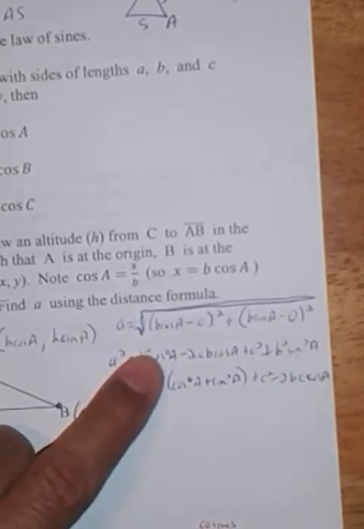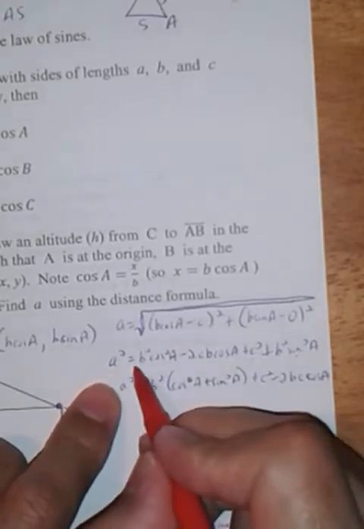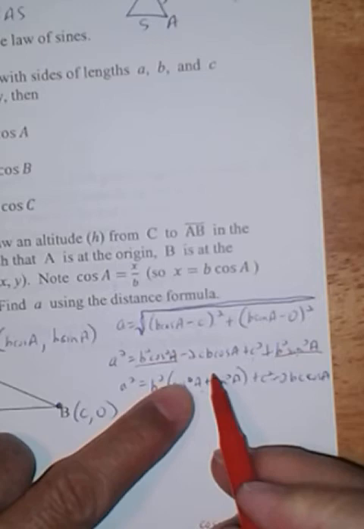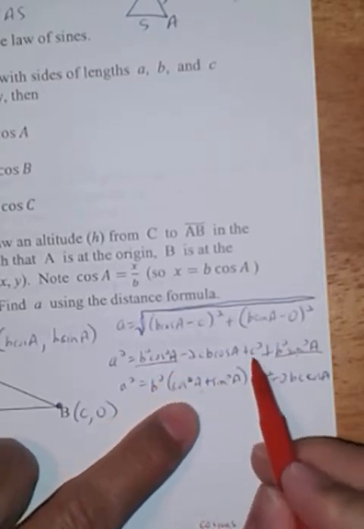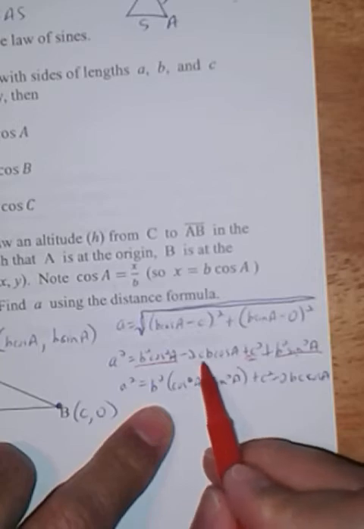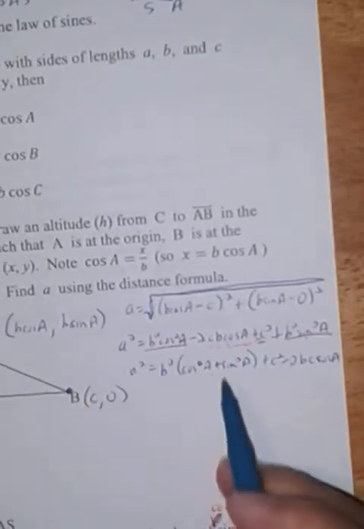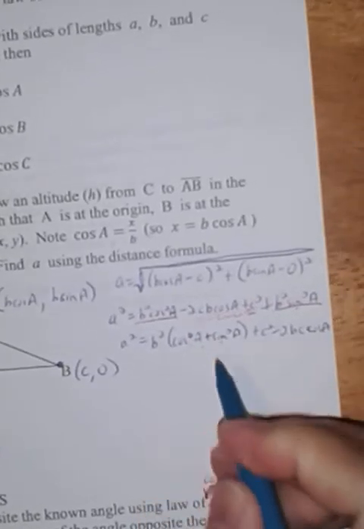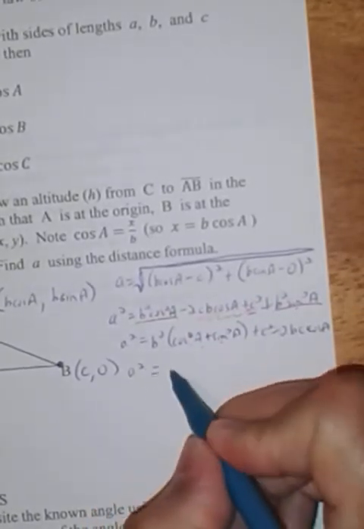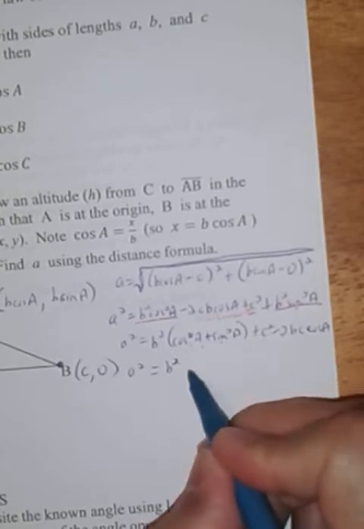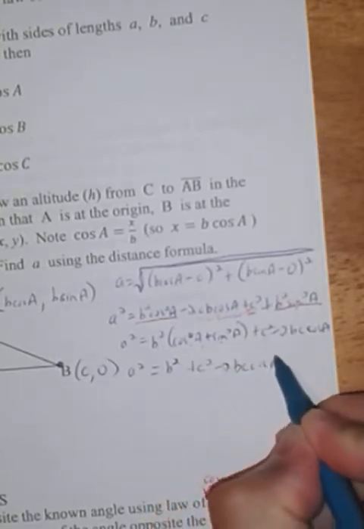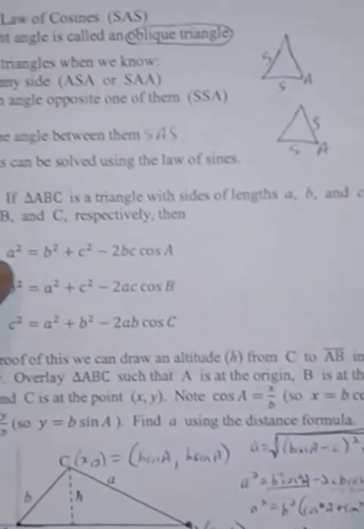Okay, so I put those two together, these two over here, factored out the b squared, and then the plus c squared, that one, and then the minus 2ab cosine a, minus 2bc cosine a. All right, so cosine squared a plus sine squared a is just 1, so this is a squared equals b squared plus c squared minus 2bc cosine a, and that's what that says up there.